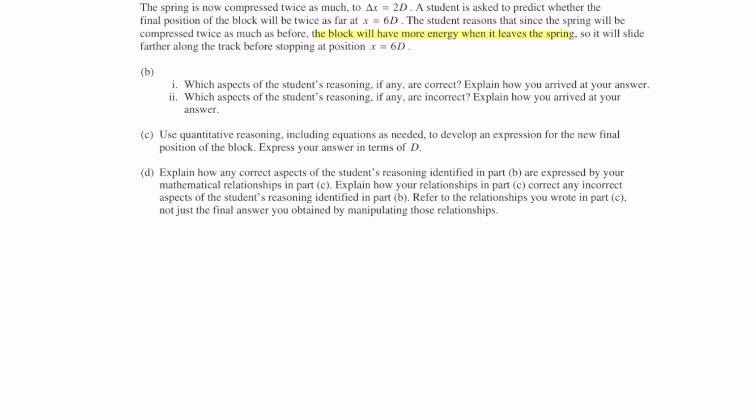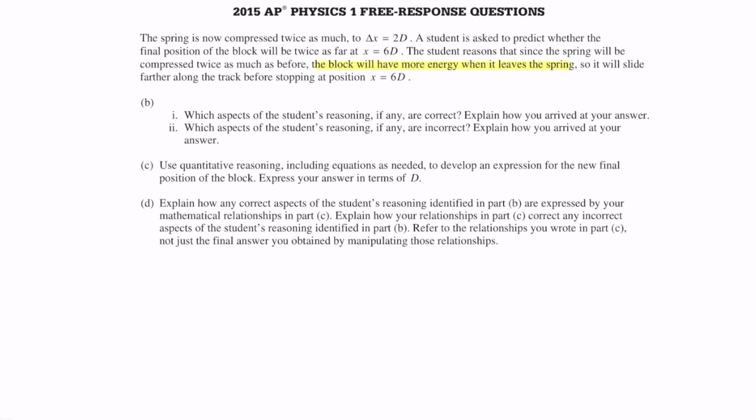And now it asks us which aspect of the reasoning, if any, are incorrect. The student reasons that since the spring will be compressed twice as much as before, it will slide further along the track at 6D, which is twice as far as it was originally. And that's the part that was incorrect. The incorrect reasoning is that the final position of the block will be twice as far as 6D because of the compression that was twice as much. Because the spring's energy does not scale linearly with its compression.